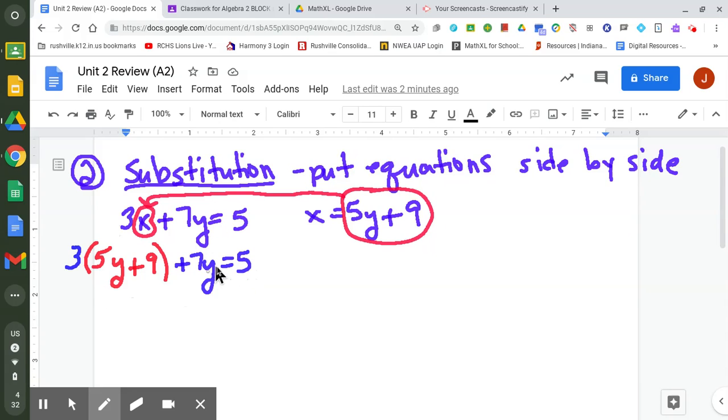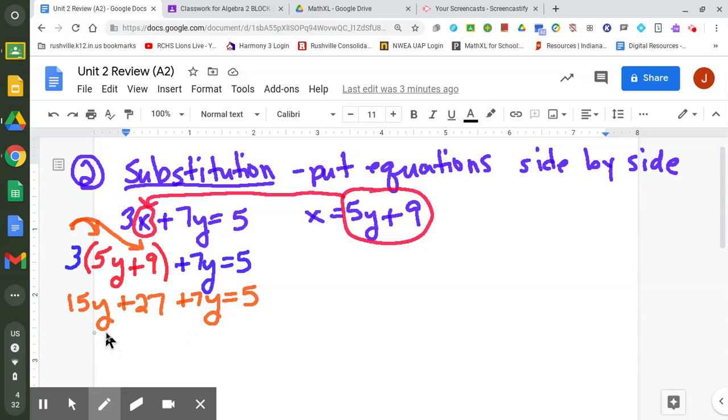And now I'm still working with this equation and I'm solving for y. So to do that, I need to distribute. So 3 times 5y gives me 15y. And then 3 times 9 gives me the plus 27. And I still have the plus 7y equals 5.